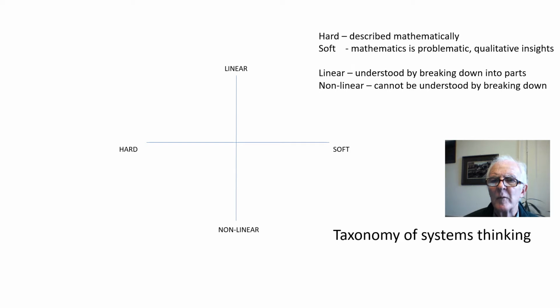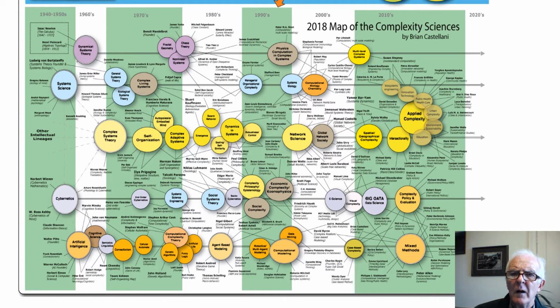Linear systems can be understood by breaking them down into their component parts, whereas non-linear systems cannot be done so. And just to give you an example of what's actually out there, this is just a map of the complexity sciences alone. So systems thinking is a massive field of which there are many strands. I'm not going to go into this in any detail, but you can see even just within the complexity sciences, there are many strands of thinking which will map onto this picture.